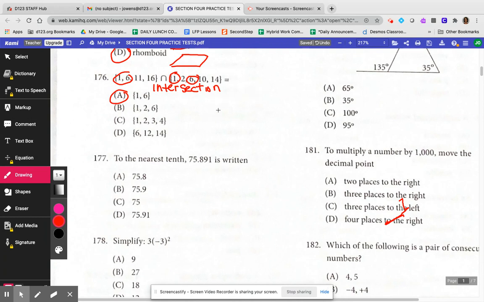Now, if you were to see a symbol that looks like a U, that means union. Now, if I asked the union of these two sets, that would be all of the elements that are contained in both. It would mean all the numbers in either set. So union is both sets put together. Intersection is just what they have in common.